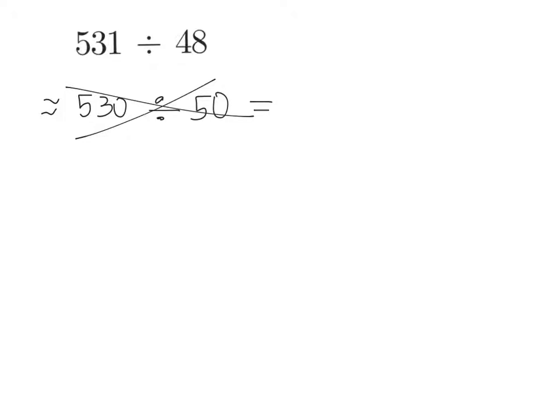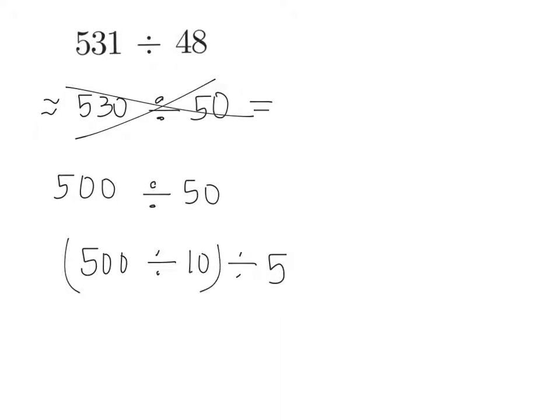Let me try to round the divisor first this time. 48 is pretty close to what number? 50. And now I want something that's close to 531 that's easily divisible by 50. What should I try? 500. Okay. I'm liking that. Let's write it out. Let's split up the divisor. We're going to split the divisor of 50 into what two numbers? 5 and 10. So we're going to do 500 divided by 10 and then divided by 5.